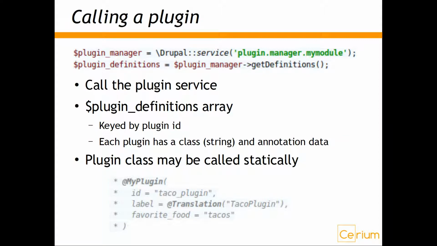And then what will happen is each plugin will have the class and the annotation data. Like the example I give here, we have ID, label, and favorite food. The first key is taco_plugin, and then it will give an array with this exact same data in it. So you also have a very flexible way to declare data within your annotation plugin, depending on what you're planning to use when you make it.